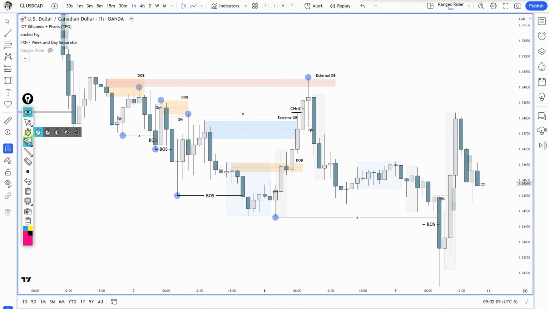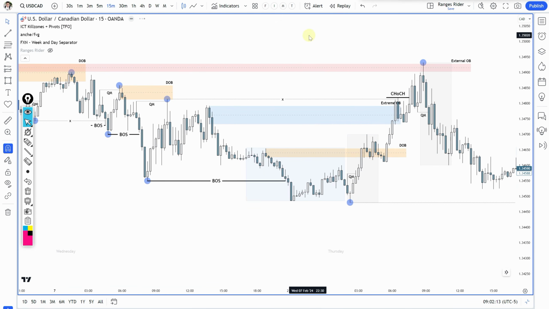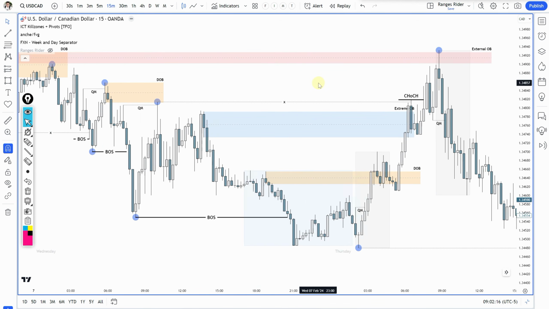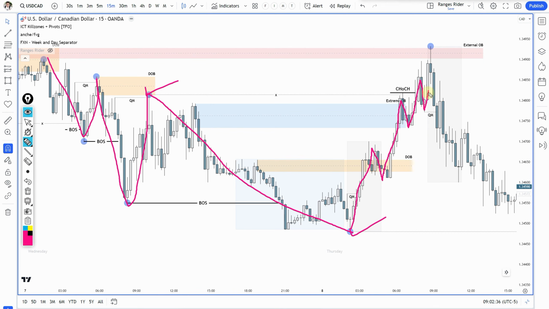And on the 15-minute, what did we get? The change of character. Why? Because we have the range from here to here. And on the H1 time frame, this is something like this. This is a single leg. But on the 15-minute, it is something like this, a full structure. And for them, here is the most interesting point.